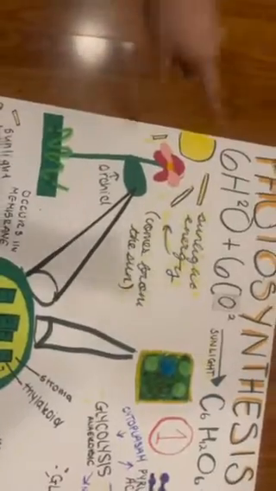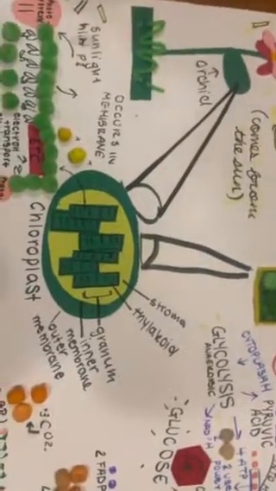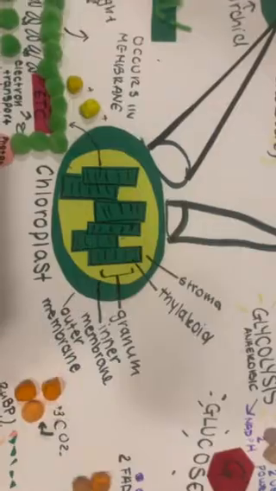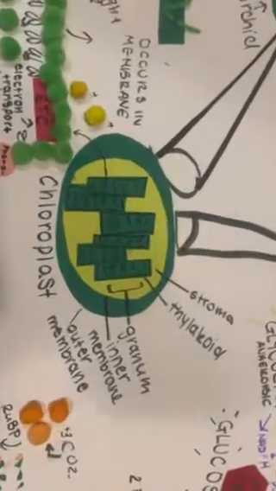The first stage of photosynthesis occurs in the chloroplast. These are the main structures of the chloroplast. In the chloroplast is a thylakoid, and inside the thylakoid, the light-dependent reaction occurs.